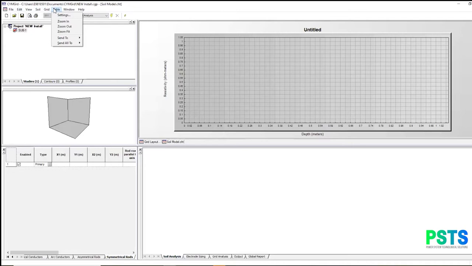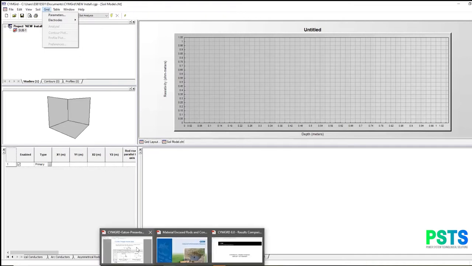So soil and grid table, zoom in, zoom out, windows, close all. Help is the readme and the about. The ones that really are very important are the soil measurements and the grid parameters, and I will explain how we can build these. Now, before I go, I'm just going to talk a bit about how we do the soil measurements.